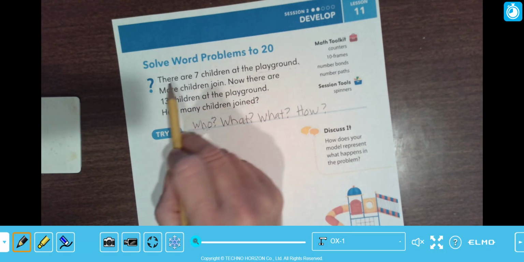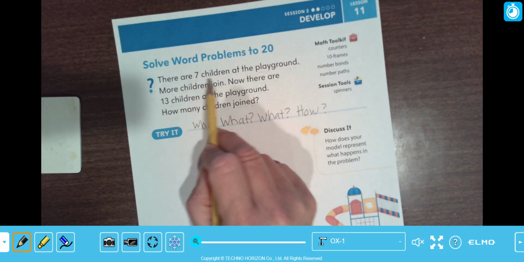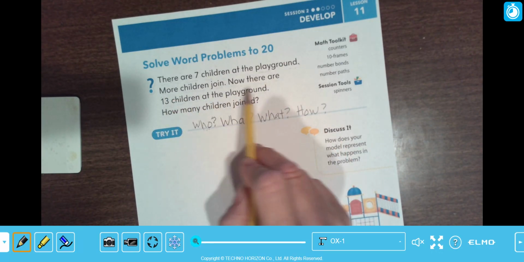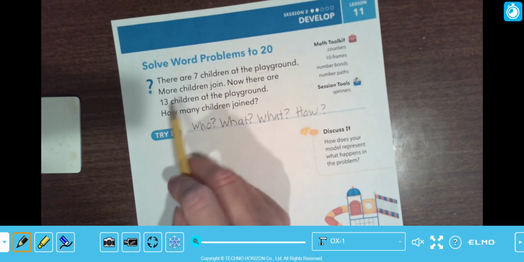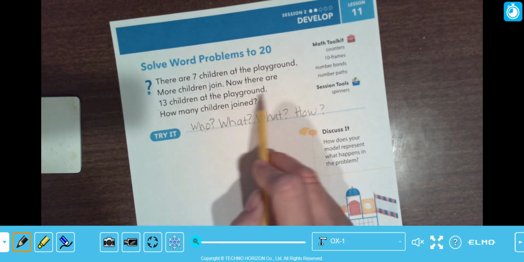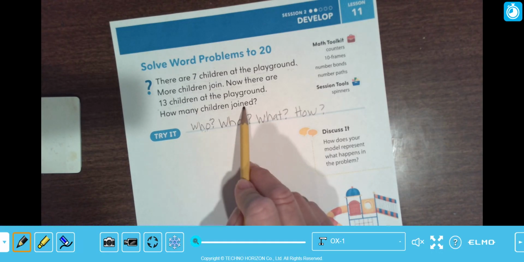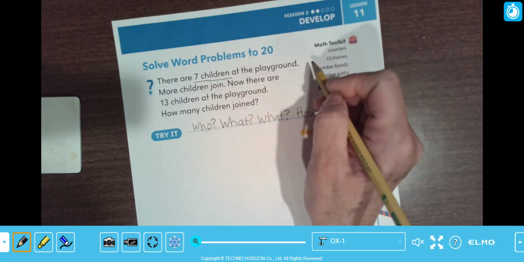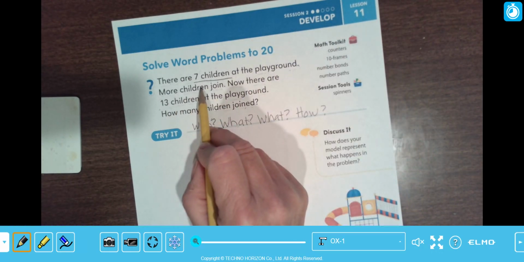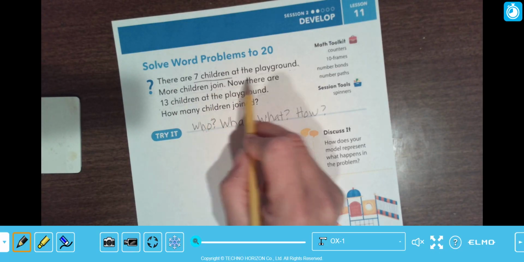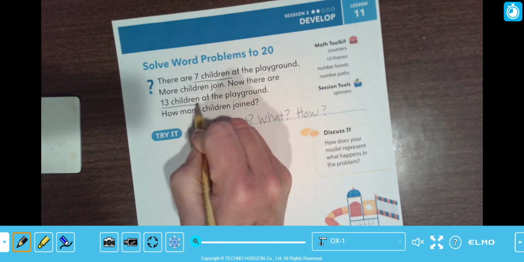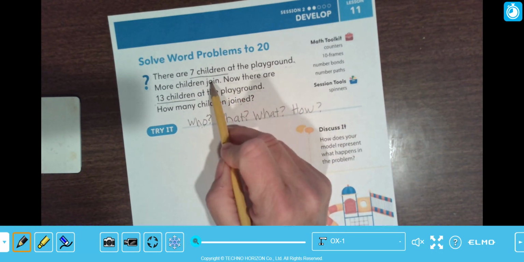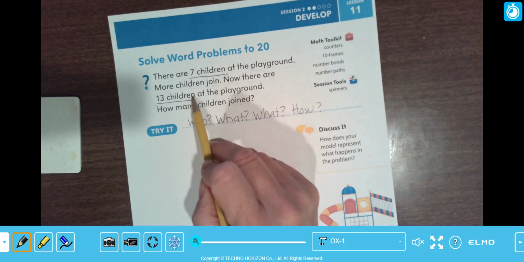Let's read it again. There are 7 children at the playground. More children join. Now there are 13 children at the playground. How many children joined? So we know that there were 7 children at the beginning, right? And then more came, but we don't know how many more. And we know that after the more came, there was 13 altogether. So first there was 7, some more came, and then there were 13. So that's what we do know.